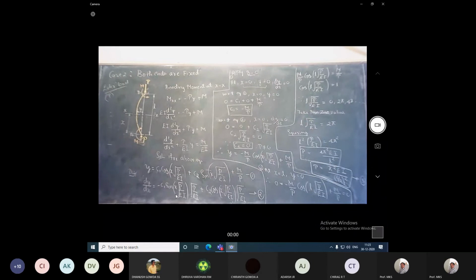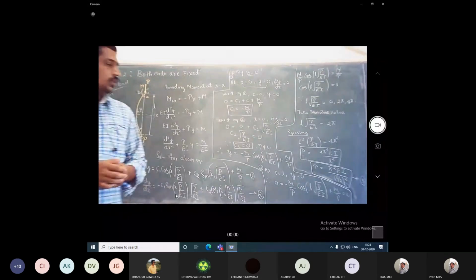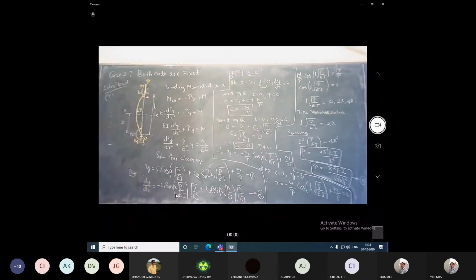Still we have another two cases: fixed at one end and free at the other end, and fixed at one end and hinged at the other end. So most probably you may have any one derivation in the exams out of these four.